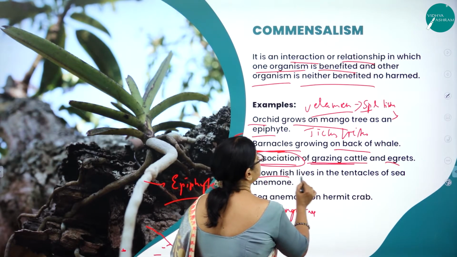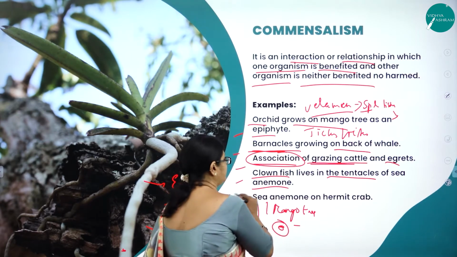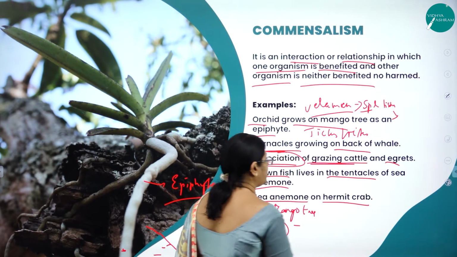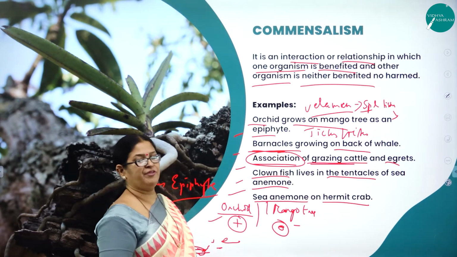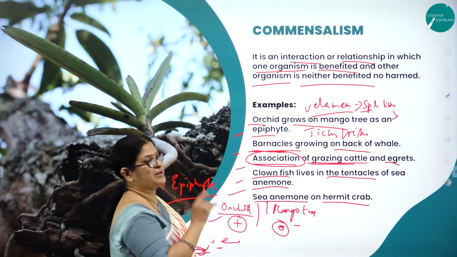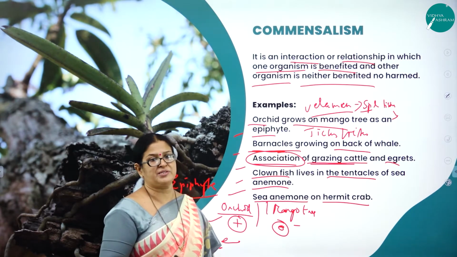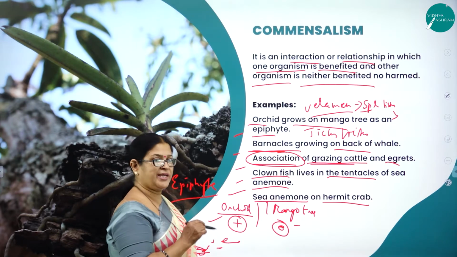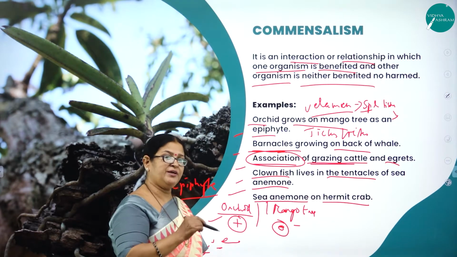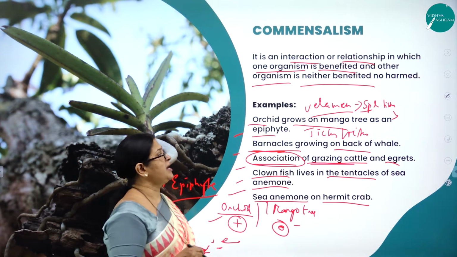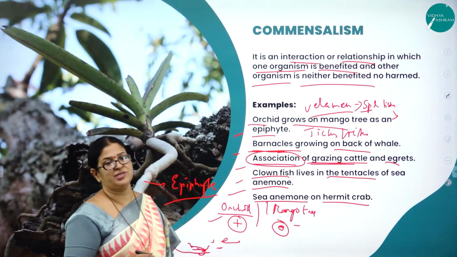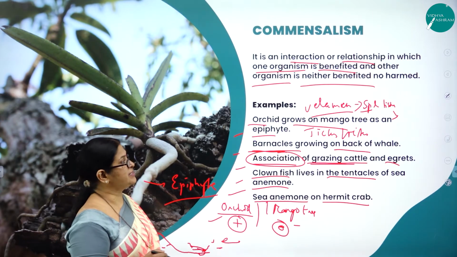Then clownfish lives in the tentacles of sea anemone. Then sea anemone on hermit crab. See, a good many examples are given, and this commensalism is very important from the examination point of view. So I keep telling you some are very important. Please make note of it, as these are commonly asked questions in the PU board examination.